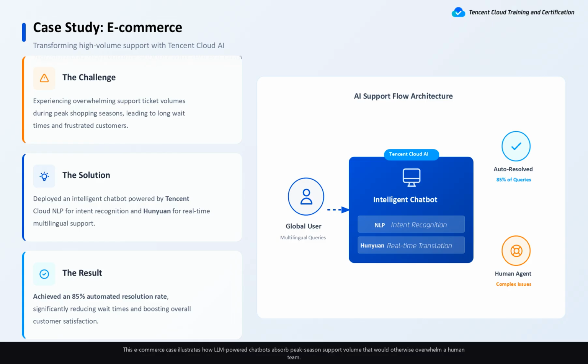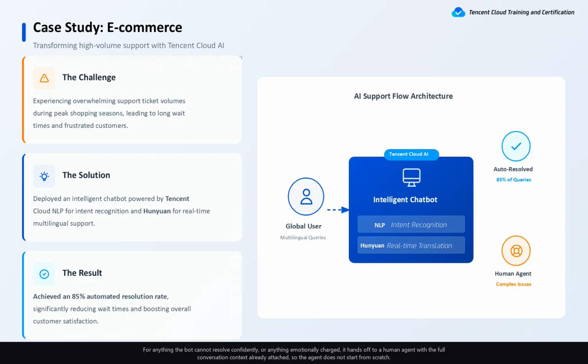This e-commerce case illustrates how LLM-powered chatbots absorb peak season support volume that would otherwise overwhelm a human team. During large promotions, ticket volume can spike 10 to 20 times normal, creating long wait times, frustrated customers, and burnout agents. The platform deployed a Hunyuan-based chatbot grounded in its product catalog, order database, and policy documents, handling high-volume intents like order status, return eligibility, logistics tracking, and coupon usage.